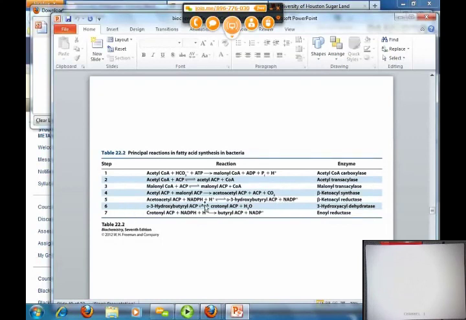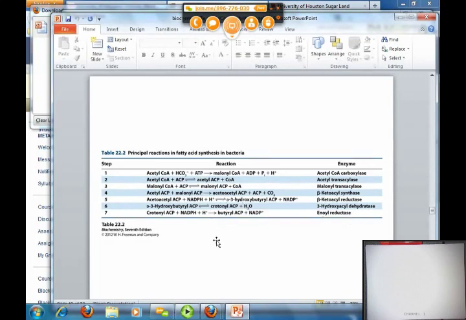Then acetoacetyl ACP, in the presence of NADPH and H plus, undergoes a reduction reaction to give beta hydroxybutyryl ACP and NADP plus. Beta hydroxybutyryl ACP gives crotonyl ACP and water. Crotonyl ACP with NADPH forms butyryl ACP and NADP plus. Imagine you start with an acetyl CoA 2-carbon unit and another 2-carbon unit to form butyryl ACP. That means 2 plus 2 you get 4. The enzyme here is enoyl reductase.